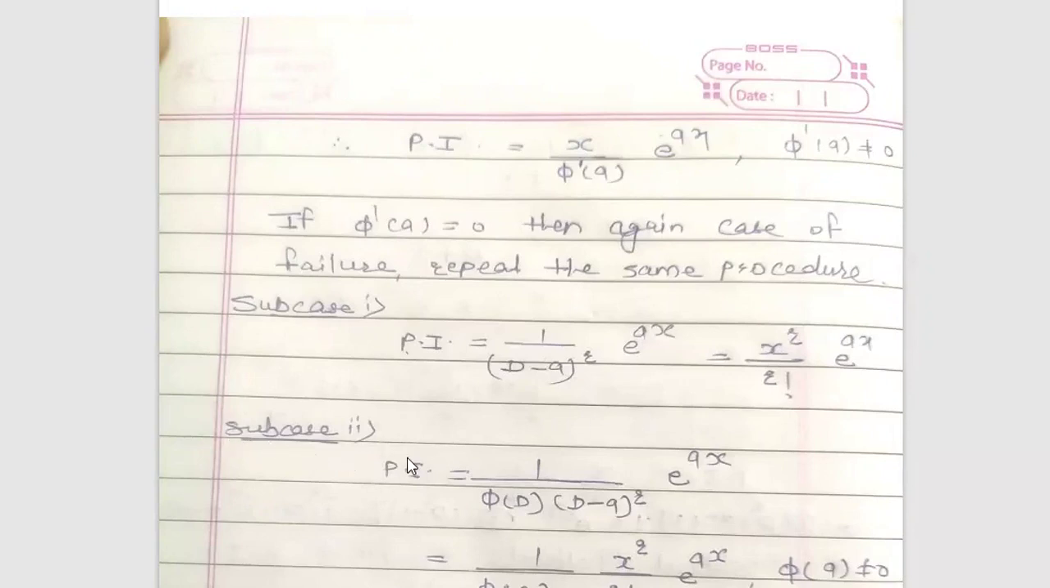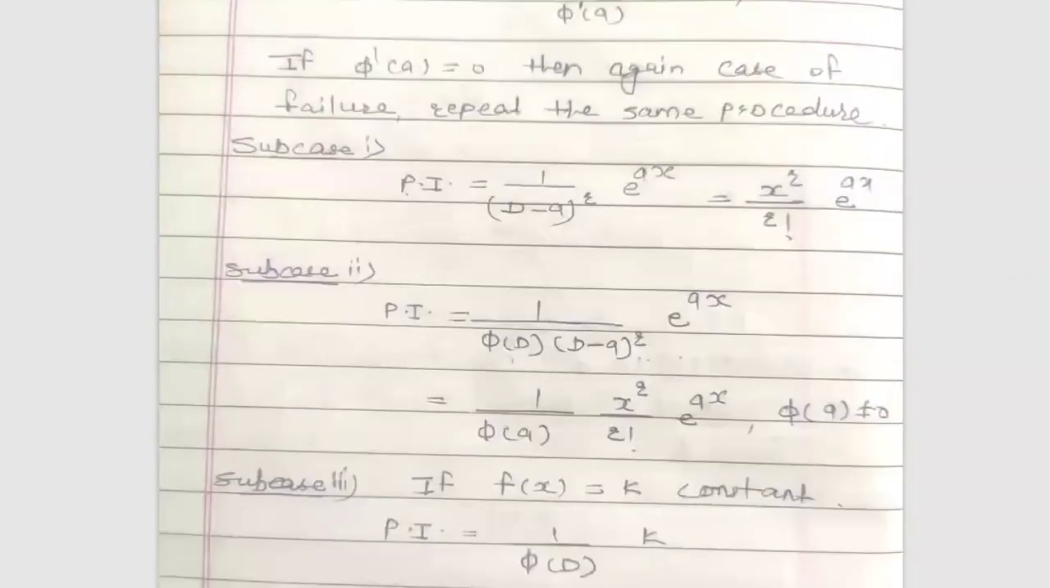Now sub case two is if phi of D is phi 1 of D into (D minus a) to the power r, and the function is the same exponential function here, then how to find the PI? The formula is here. You first replace D by a in phi 1 of D, and then the term 1 upon (D minus a) to the power r into e to the power x is the same as sub case 1. Solve this term by the sub case 1 result.